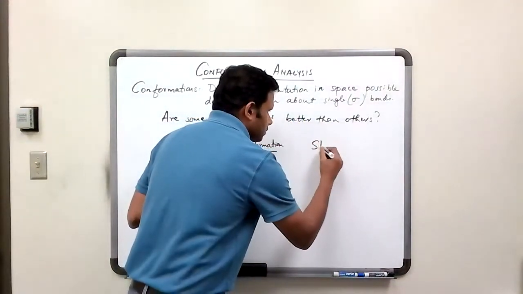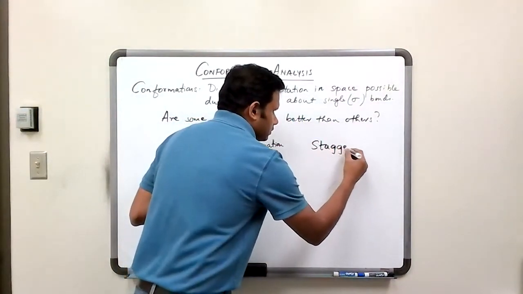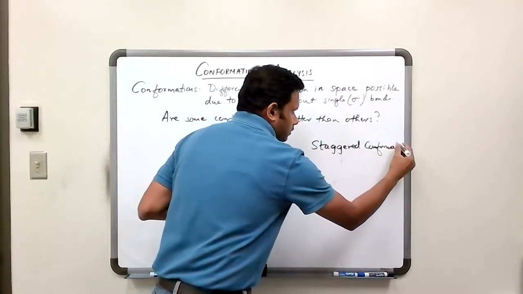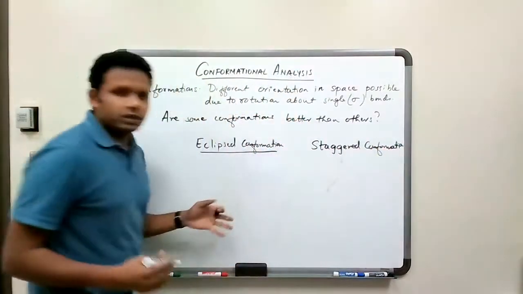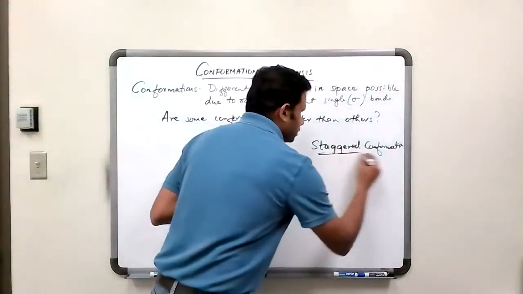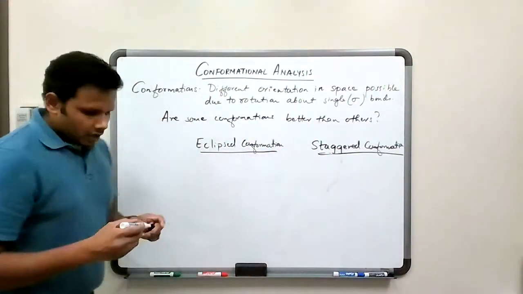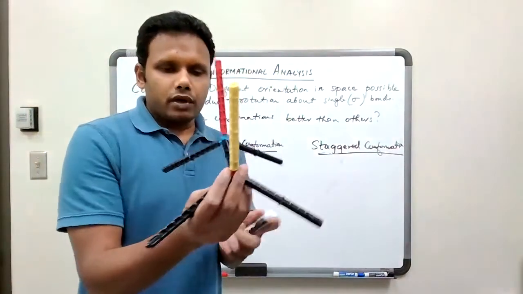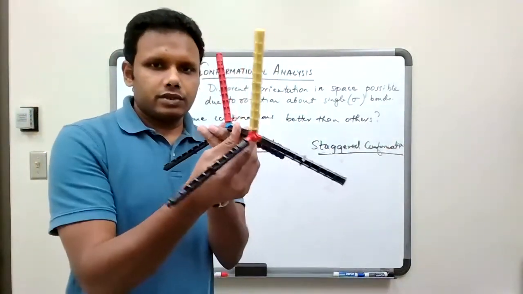So, staggered conformation. Okay, so those are two important conformations. Going back to the model again, what would be the bond angle in the case of an eclipsed conformation?